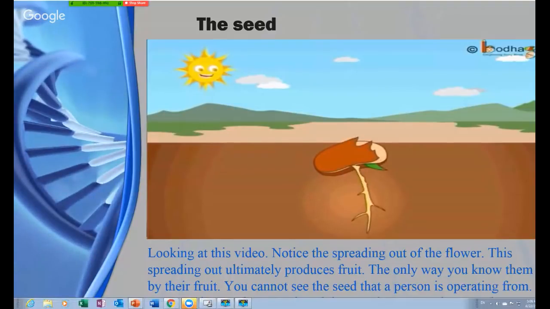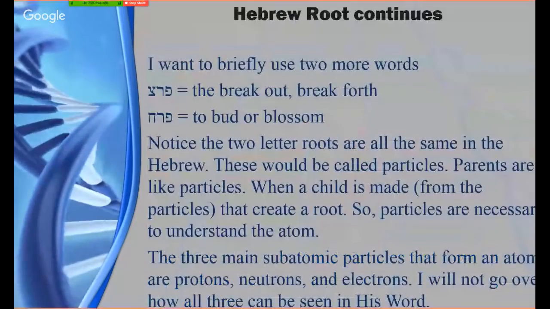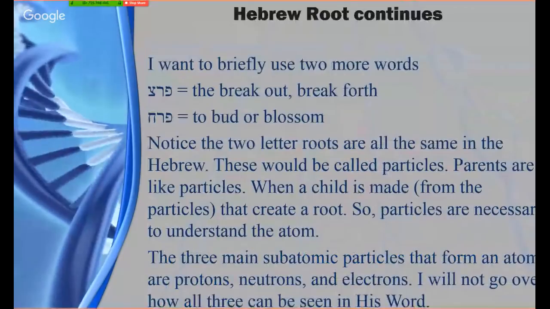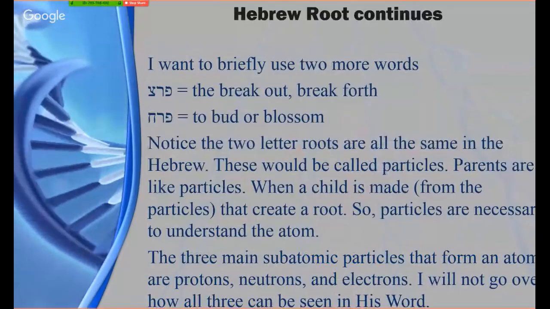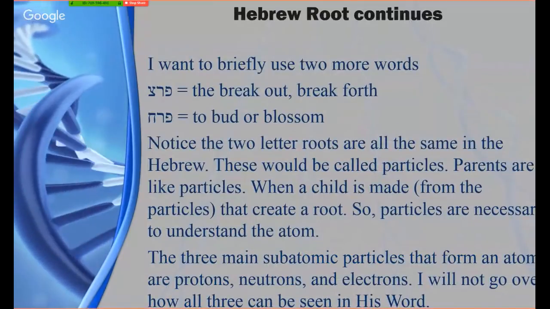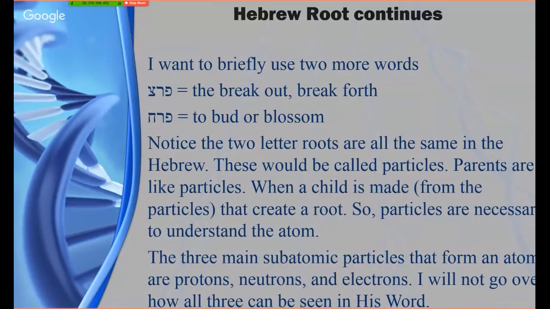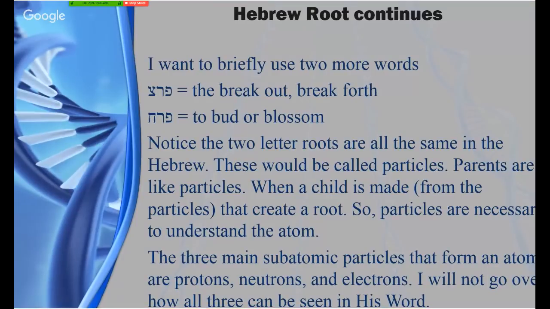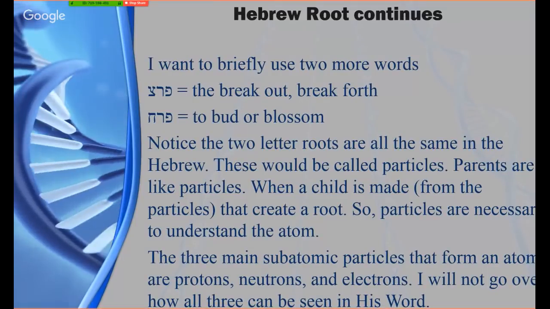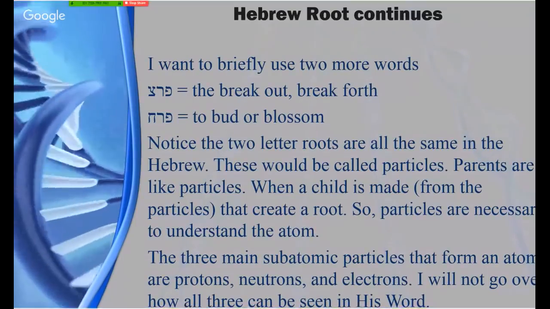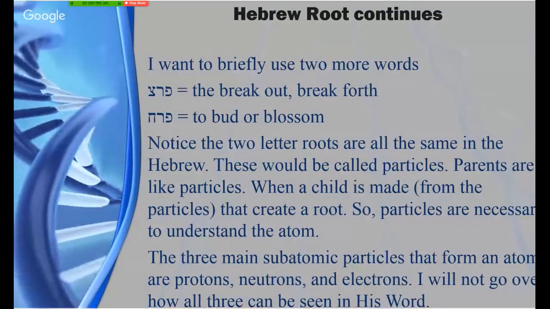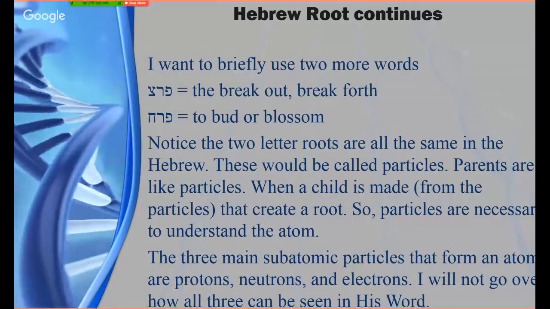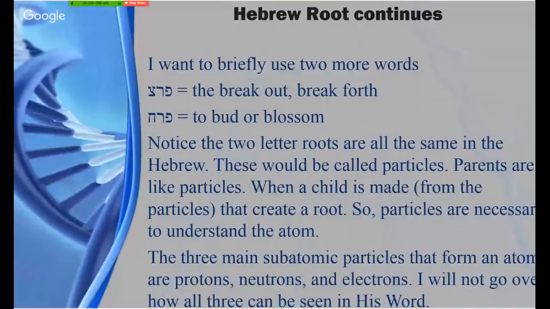Root canals and all this other stuff. These are some other ones, but I'm not going to go over it. I put in there the word paratz, which literally means to break out or break forth. The word parach literally means to bud or to blossom. All I'm simply saying is that with the pei and the resh, where you have that third root, you'll see there are a lot of similarities or cognates that share the same understanding of those two letters. That's what I really want everyone to get out of all this.